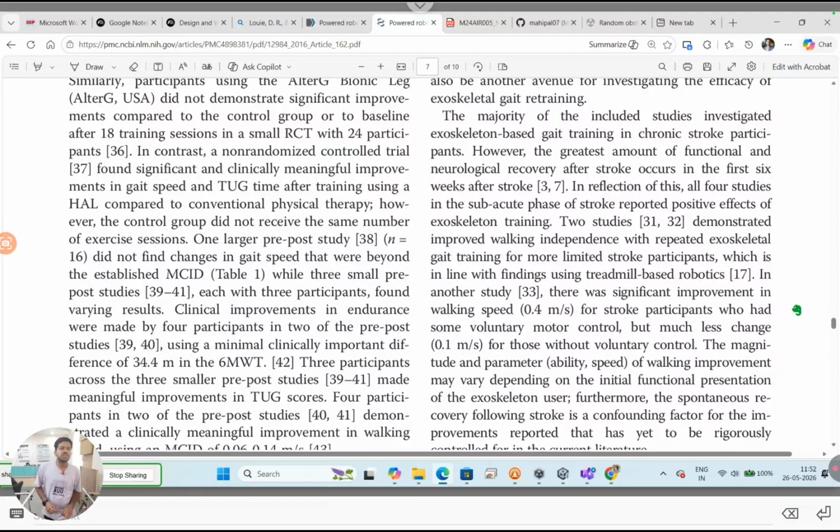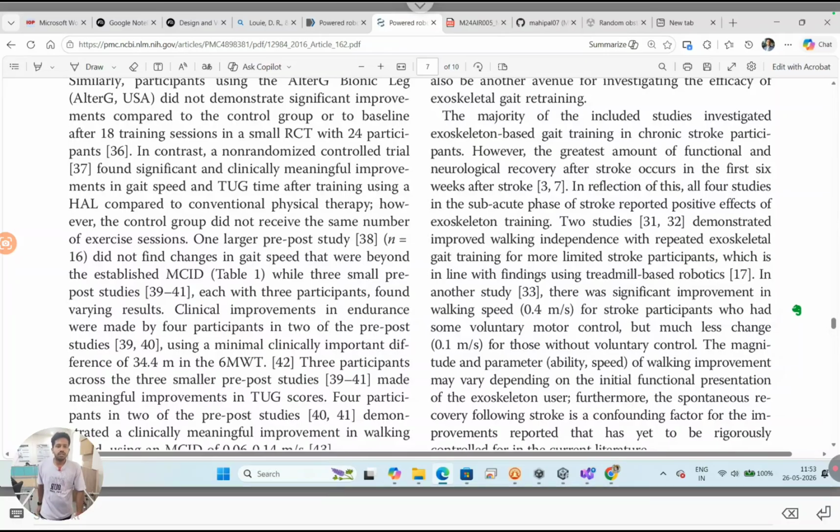However, the greatest amount of functional and neurological recovery after stroke occurs in the first 6 weeks after stroke. In reflection of this, all 4 studies in the subacute phase of stroke reported positive effects of exoskeleton training. 2 studies demonstrated improved walking independence with repeated exoskeletal gait training for more limited stroke participants, which is in line with findings using treadmill-based robotics.